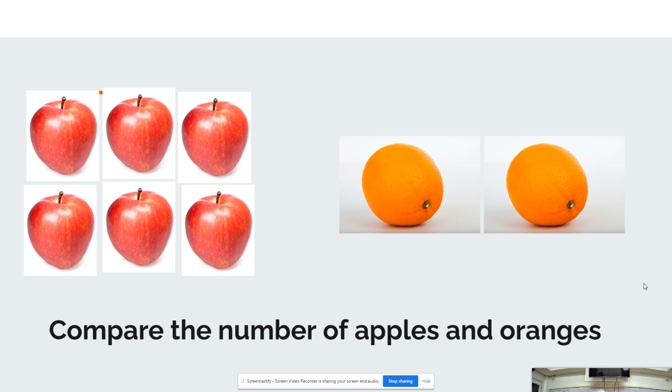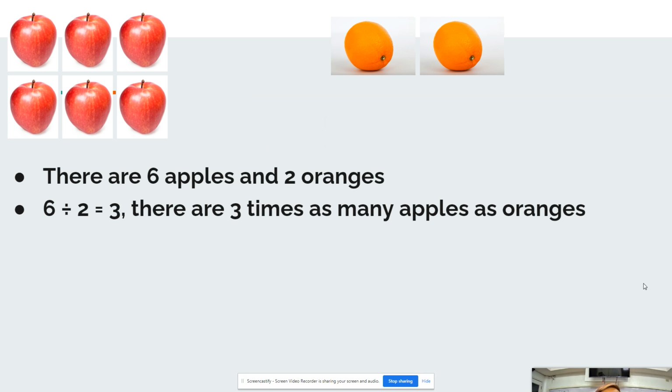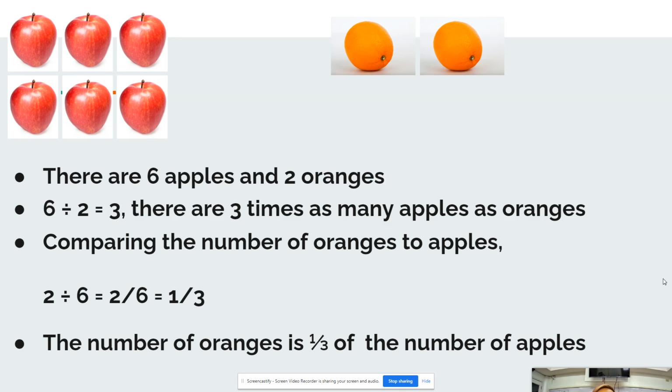Let's try to compare the numbers of apples and oranges here. So as you can see, there are 6 apples and 2 oranges. 6 divided by 2 is equal to 3. We can say that there are 3 times as many apples as oranges. When we compare the number of oranges to apples, it's 2 divided by 6 or 2 over 6, which is also equal to 1 over 3. It means that the number of oranges is one third of the number of the apples.